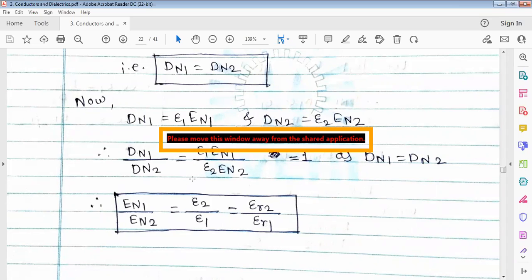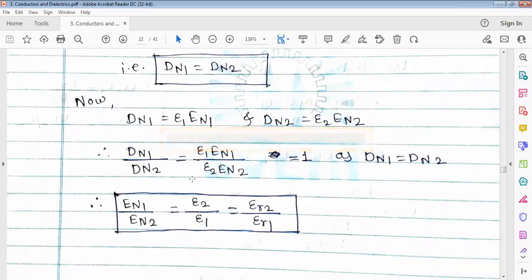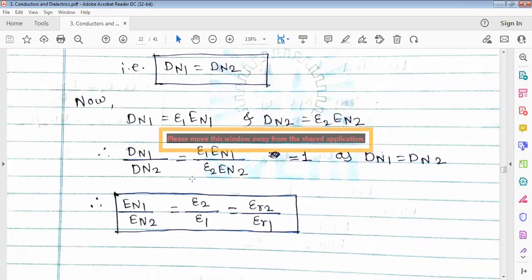Epsilon 1 is equal to epsilon 0 into... yes, anyone? Epsilon 1 is equal to epsilon 0 into... Pradyumna, Mohini.